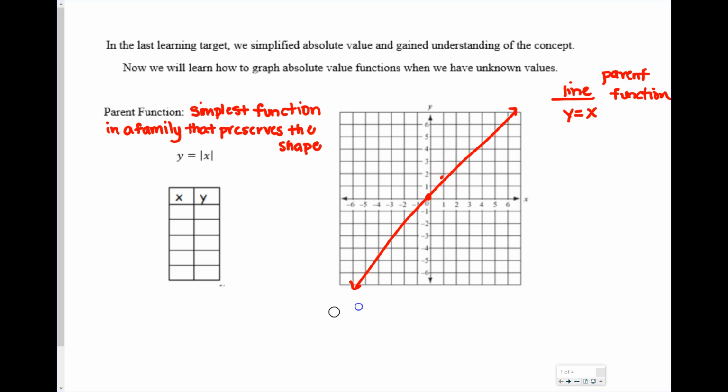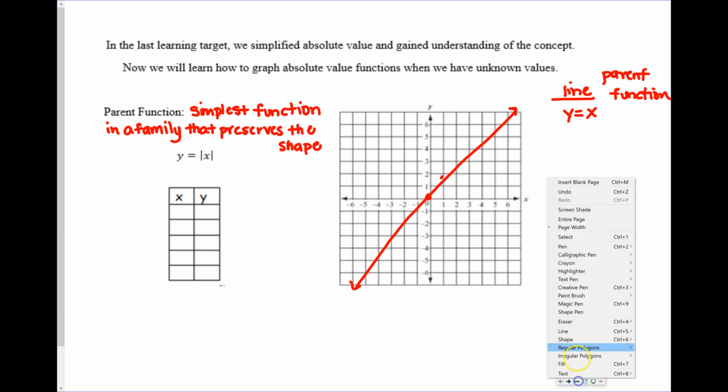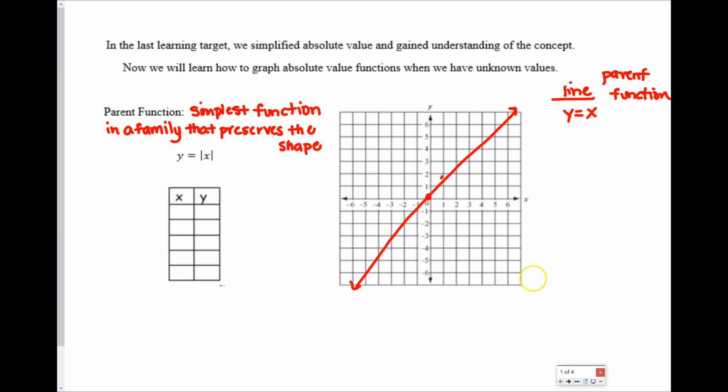All other lines are derived from that line. So if I have a line that looks like y equals, you don't have to write any of this down, I'm just saying. If you have a line that says y equals 2x minus 1, okay, there's the y-intercept, up 2 over 1, up 2 over 1. Do you see how this green line, it's still a line, it's just kind of moved and tilted around from the red parent function, okay?